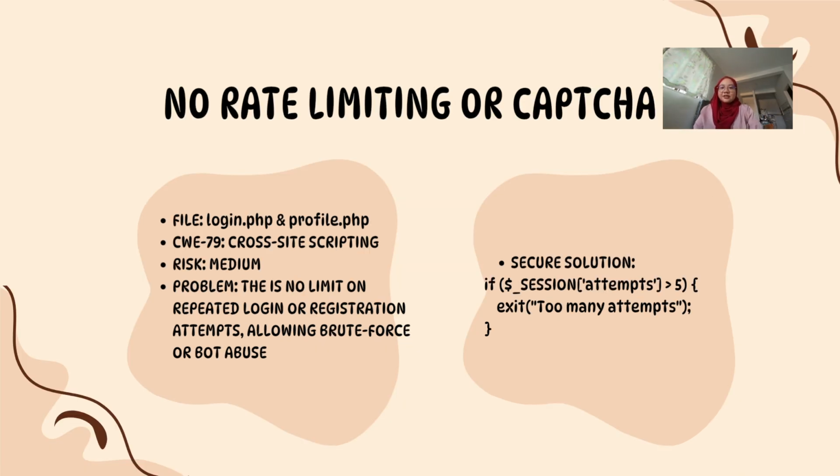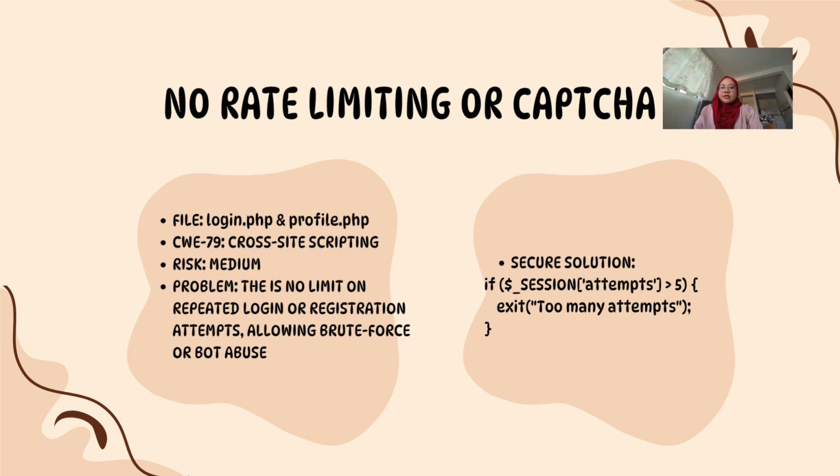And then the seventh vulnerability is no rate limiting or CAPTCHA. The files here are login.php and profile.php. The Common Weakness Enumeration is CWE-307 excessive authentication attempts. The risk here is medium.